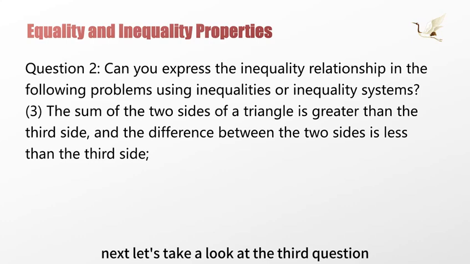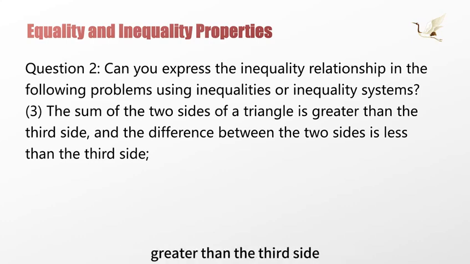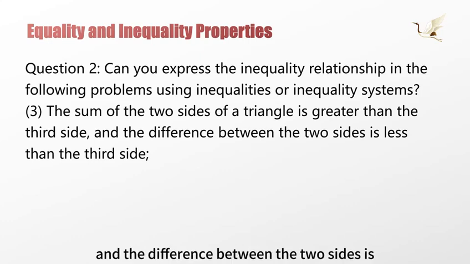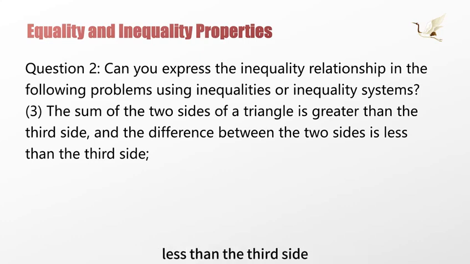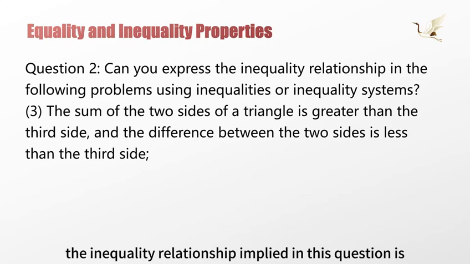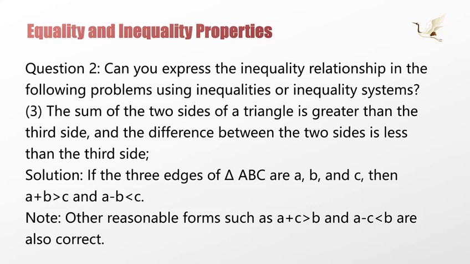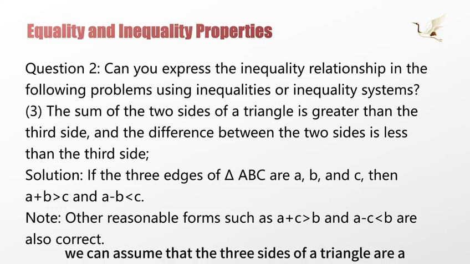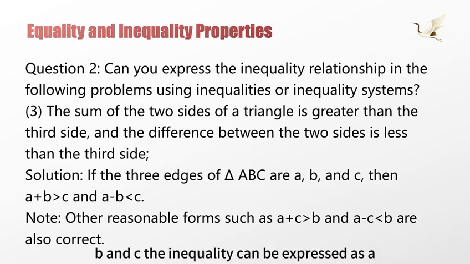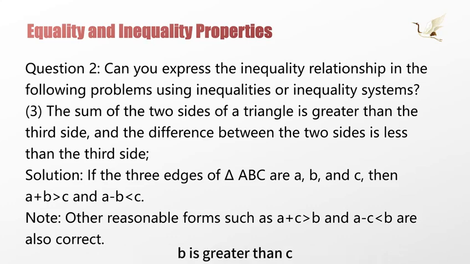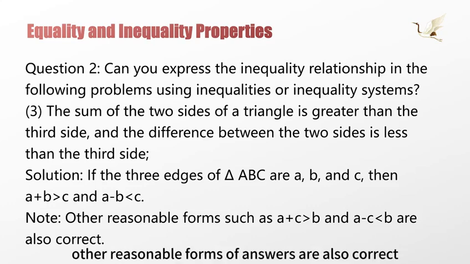Next, let's take a look at the third question. The sum of two sides of a triangle is greater than the third side, and the difference between two sides is less than the third side. The inequality relationship implied in this question is the three-sided relationship of a triangle. Therefore, we can assume that the three sides of a triangle are a, b, and c. The inequality can be expressed as a + b > c, and a - b < c. Of course, other reasonable forms of answers are also correct.